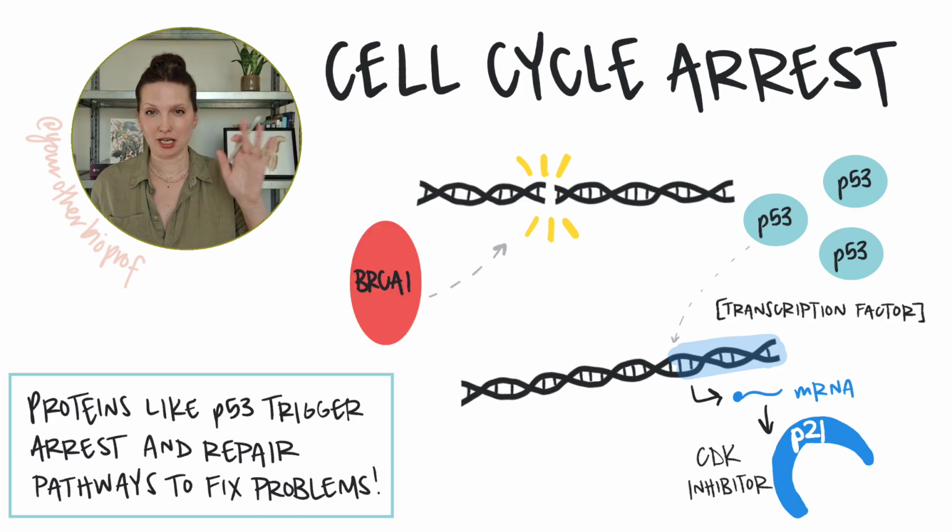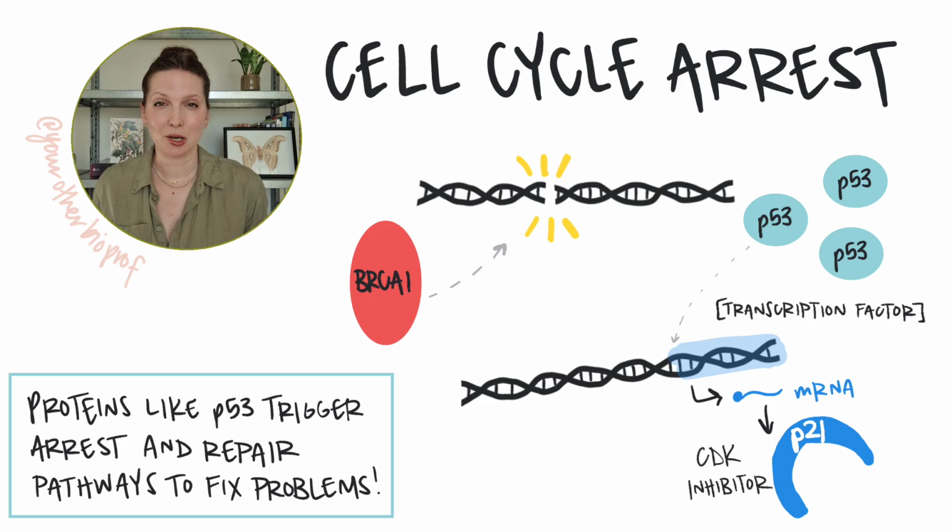So at any point in the cell cycle, double-stranded DNA breaks, where the helix has broken in the same place on both strands, might be responded to by proteins like BRCA1. And you might recognize that name since mutations in the BRCA genes are associated with a significantly increased risk of many cancers, including breast cancer.